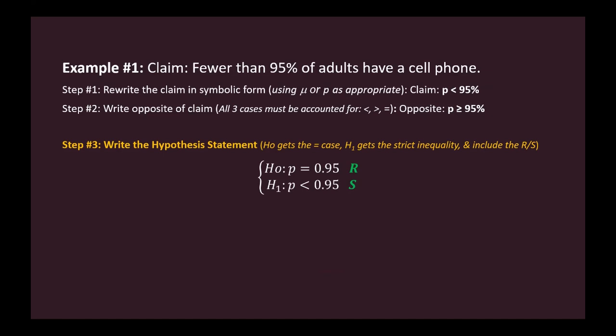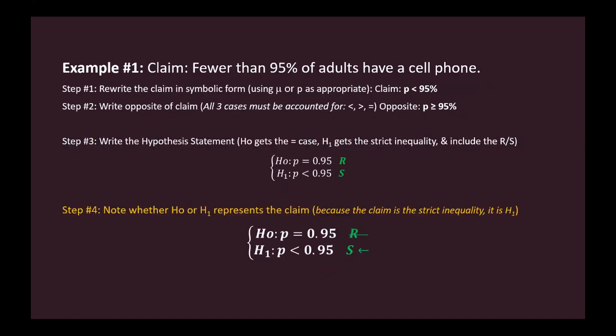So I've included the R after the null, the S after the alternate. And when we look at both of these and wonder which one looks most like, if not identical to, the claim, it is the alternate hypothesis because that has the less than case in it that the claim did. So here I'm noting that it's the S, I crossed out the R. And since it's the S, when it comes time to write the conclusion, we know we're going to be talking about whether or not we have the evidence to support this claim.